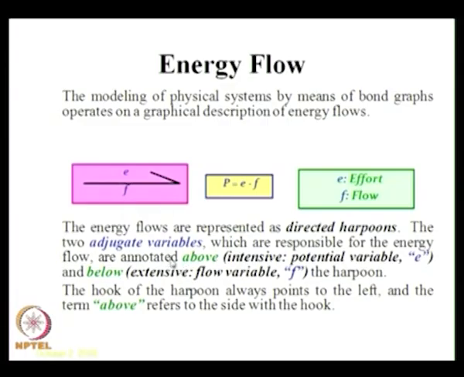The E is actually above the bond and F is below the bond. Or the other way you can say that the hook of the harpoon always points to the left and the term above refers to the side with the hook. So when this is the harpoon and this is the hook, this is above and this is below. When it is in the vertical direction, E will be on the left side and F will be on the right side. So this is the normal convention of representing effort and flow.